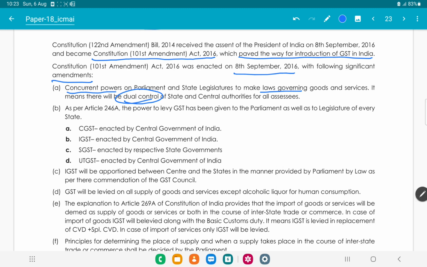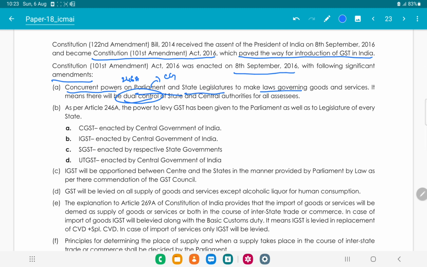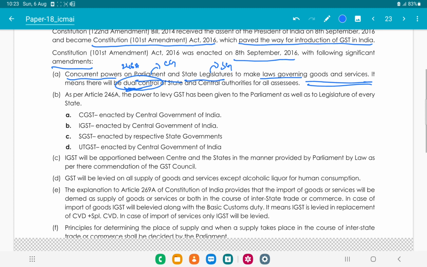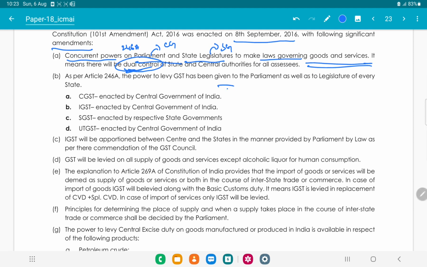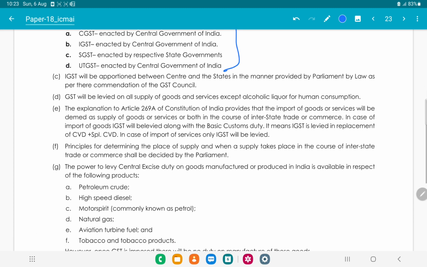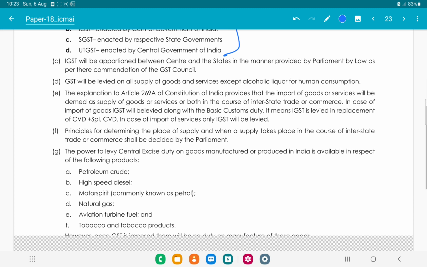All this we only saw, this 246A, which had concurrent powers given to both the central and state. Parliament, meaning central government, and state legislature, meaning state government, make a law governing goods and services. There was a dual control which we saw. Intra-state, central and state government will see. Interstate means only IGST will be levied, which is central government. These are the acts which we are going to cover: CGST, SGST, IGST, UTGST. We will see this in a detailed manner.